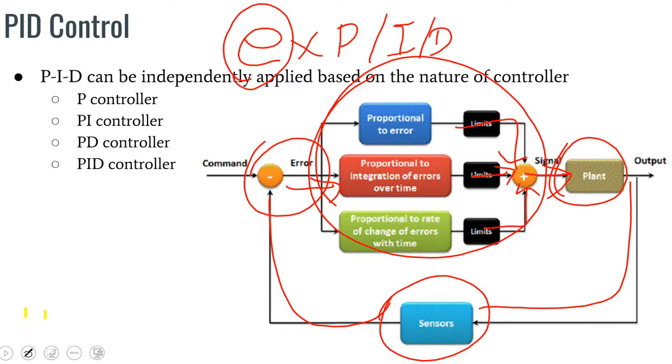So for this error, we can take the proportional component of the error, or the proportional and the integral component of the error, or the derivative component of the error, or a combination of those. So we may have P controllers, PI controllers, PD controllers, and PID controllers, which we are mainly interested in.